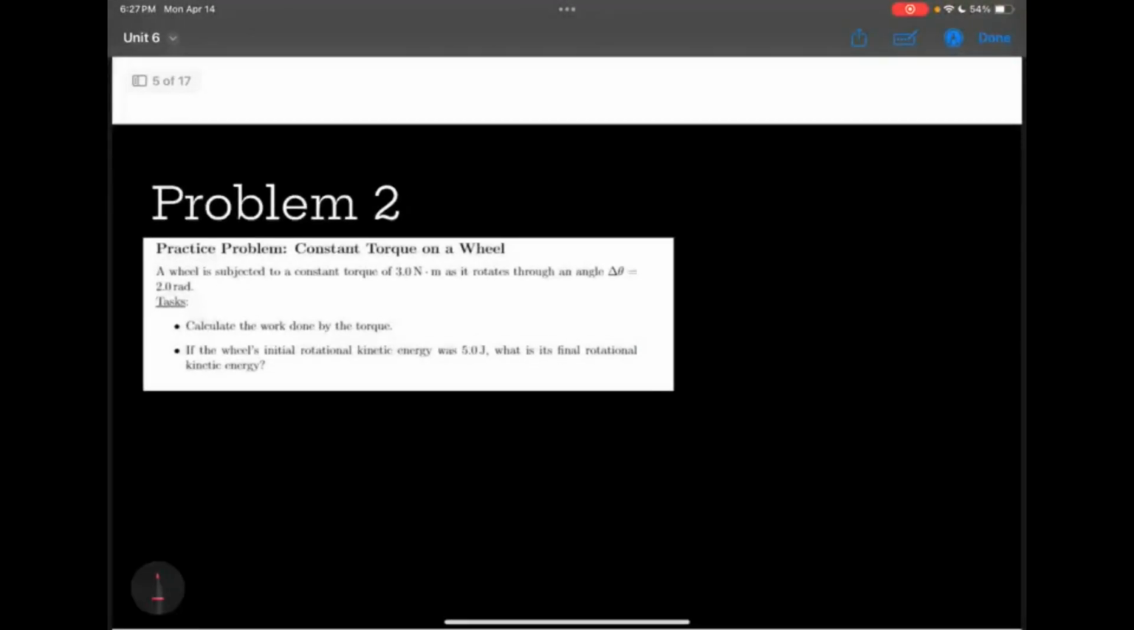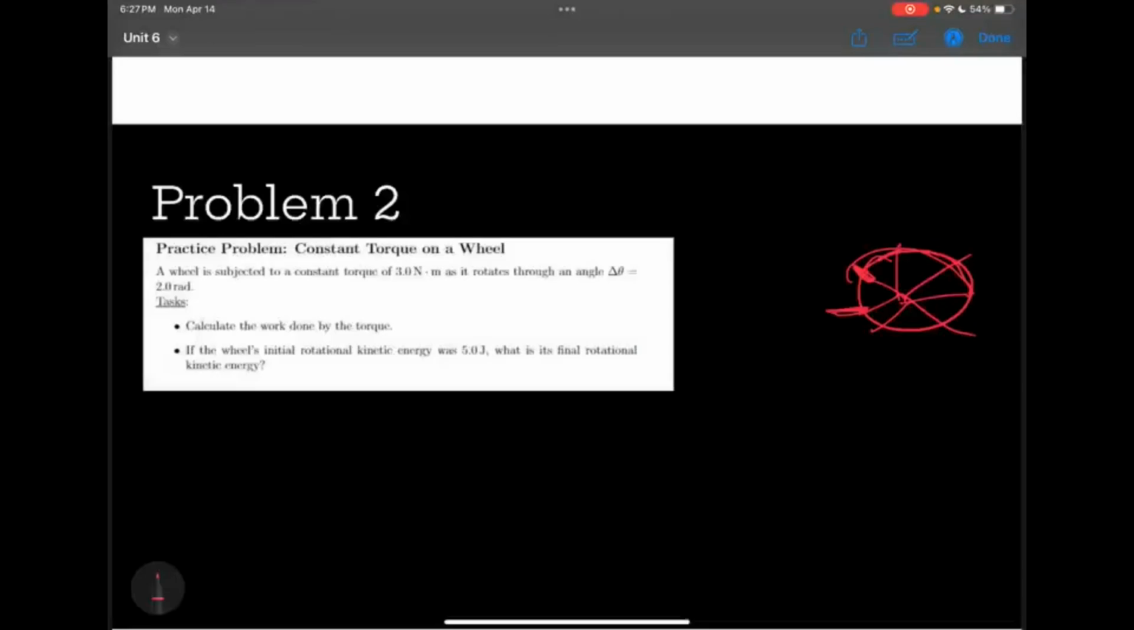So we have some wheel, and it's subject to a constant torque of 3 Newton meters as it rotates through 2 radians. So let's just visualize that. Let's say someone's spinning this wheel, putting their hand on it, and spinning it with 3 newton meters of torque until about here, right? That's about 2 radians because this is 3.14. So they're just rotating like that. You can think of a steering wheel or something.